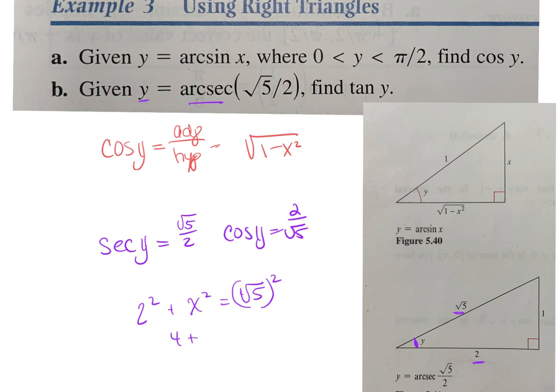So that's 4 plus x squared equals 5. Subtract, x squared equals 1, so x equals 1 right here, which means if I want to find the tangent, which is what they ask for, it is going to be opposite 1 over adjacent 2. My tangent is 1/2.